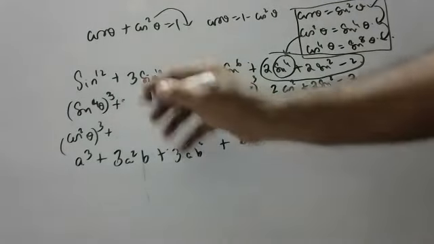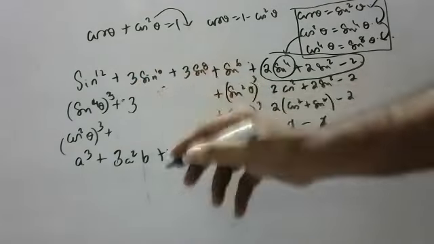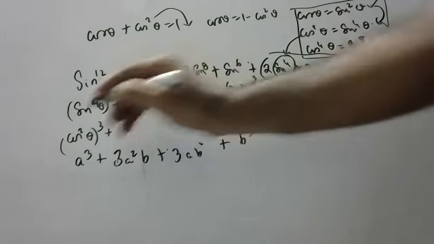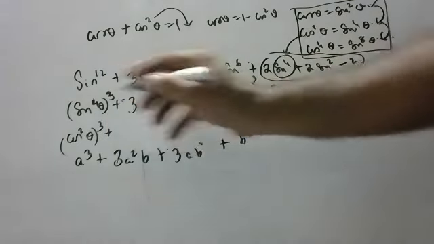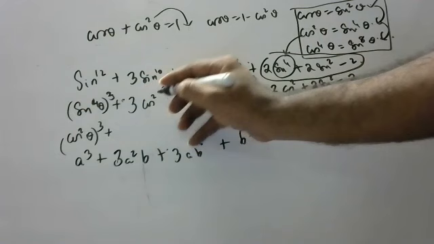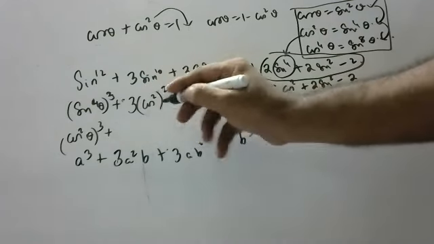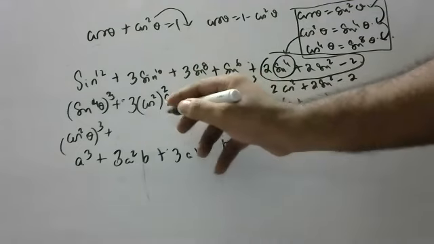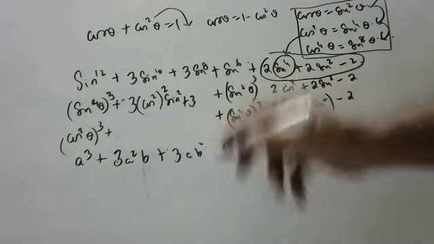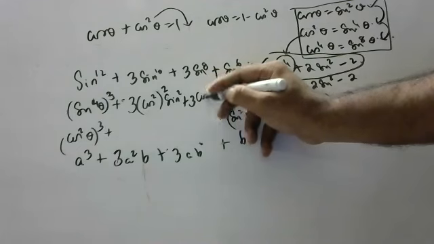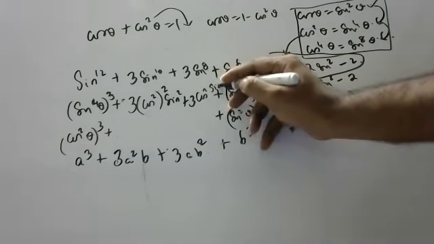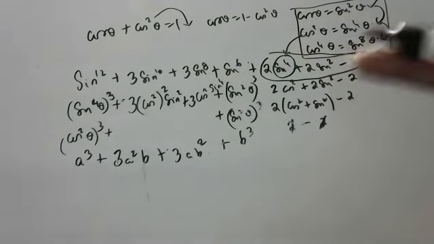Okay, children. 3a square, who is a, children? Cos square. Who is a square, children? Cos square whole square. B. Who is b, children? Sin square. In the same way, 3 a is who, children? Cos square. And who is b square, children? Sin square whole square, that is sin 4. Like this it is there, children.